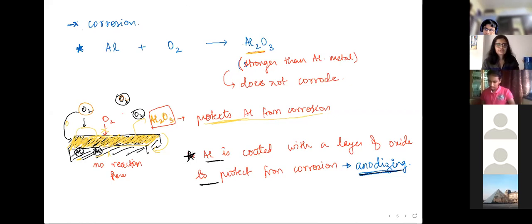So if at all you're noting it down, write this as Al2O3 layer. So it's just one layer of Al2O3 which is protecting it from corrosion. So how anodizing is done in real life is it is done by electrolysis.